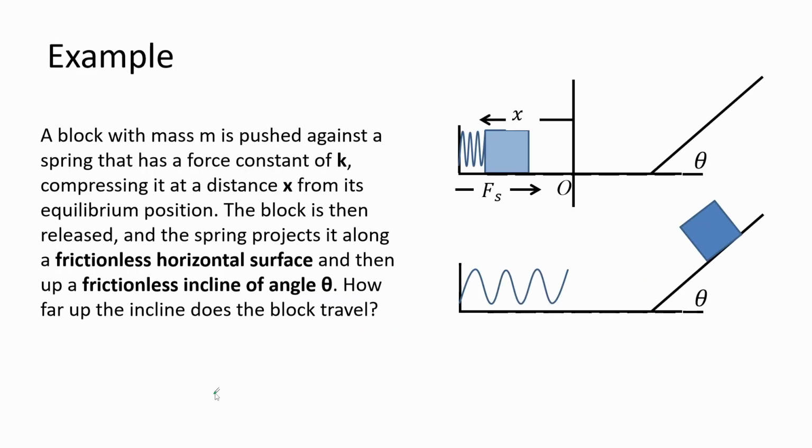Oh, okay. This is nice because we combine the scenarios. So a block with mass M is pushed against a spring that has a force constant K. The spring constant is K. It is compressed at a distance from its equilibrium position. The block is then released. Once released, it will run upward.